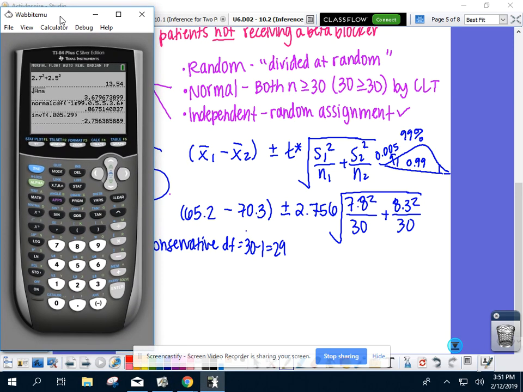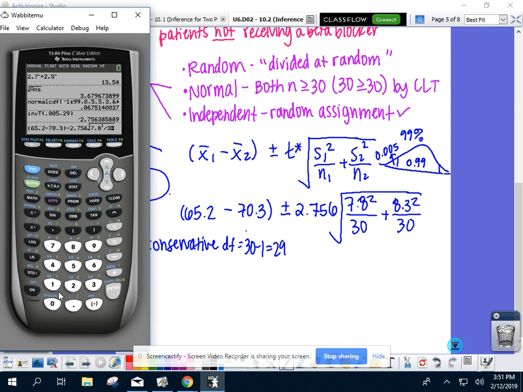Your calculator, if you write it like I wrote it, is smart enough to do order of operations. 65.2 minus 70.3, close the parentheses. I like to start with the minus, so I get my lower bound first. 2.756 times the square root of 7.8 squared over 30 plus 8.3 squared over 30. That should work. Hit enter, and we get negative 10.83 for our lower.